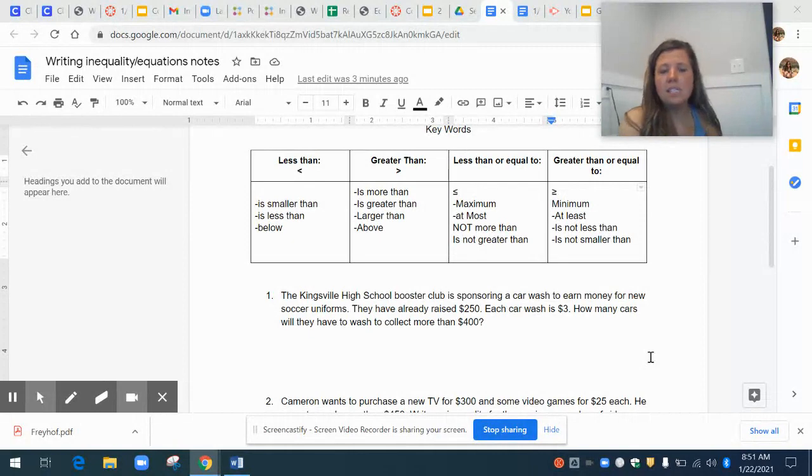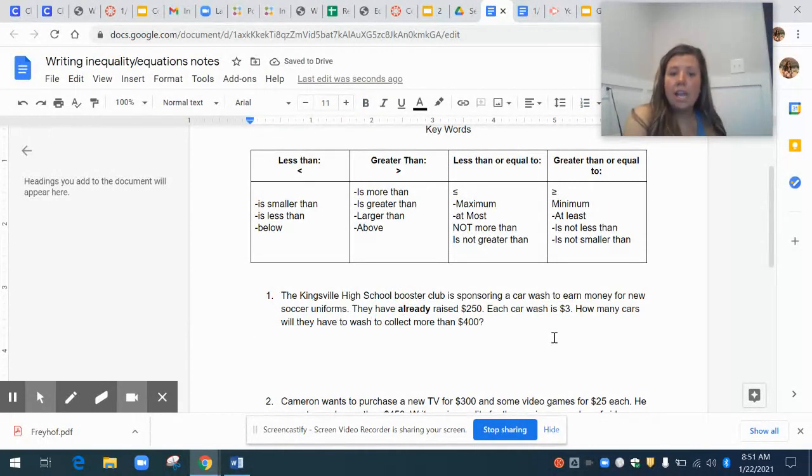So number one says, the Kingsville High School Booster Club is sponsoring a car wash to earn money for new soccer uniforms. They've already raised $250. Each car wash is $3. How many cars will they have to wash to collect more than $400? So immediately this more than here should clue you what symbol it's going to be. So I see more than, so I know that it's going to have to be the greater than symbol.